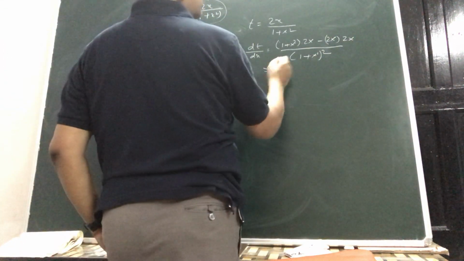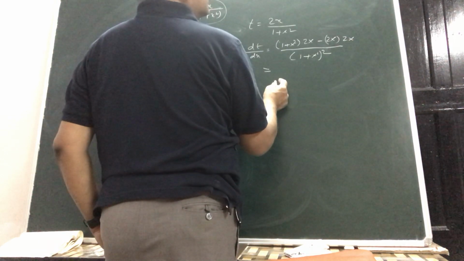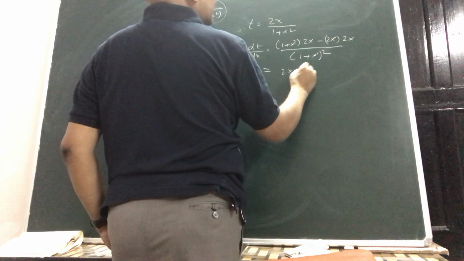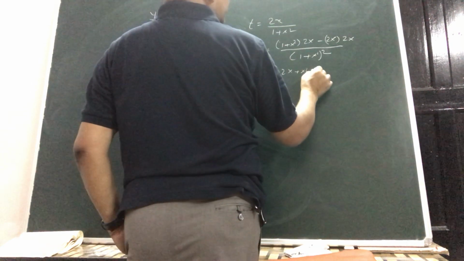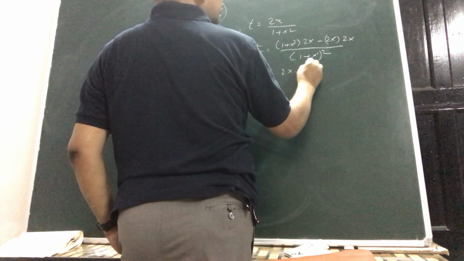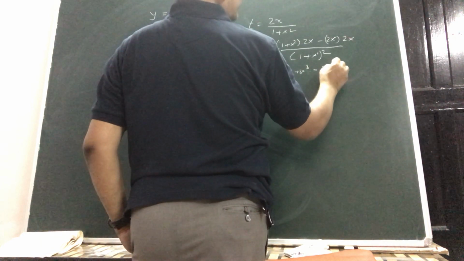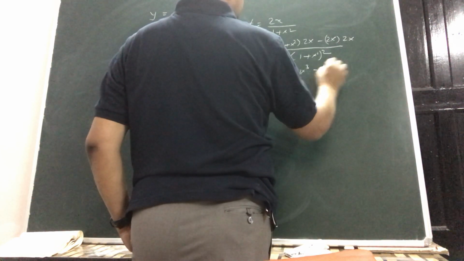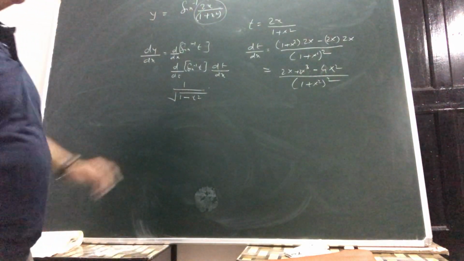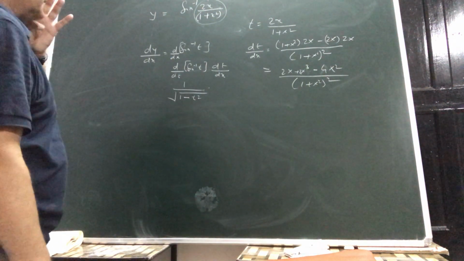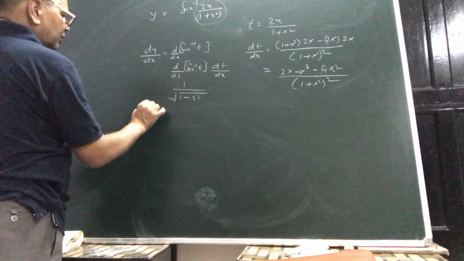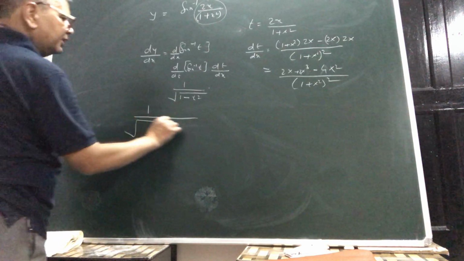So let us solve a bit and see what it gives us. It is 2x plus 2x cube minus 4x square minus 4x square upon 1 plus x square whole square. So this is what we will substitute at this place. But before that we have to calculate the value of t as well. So this is a lengthy calculation, but we have to do it.